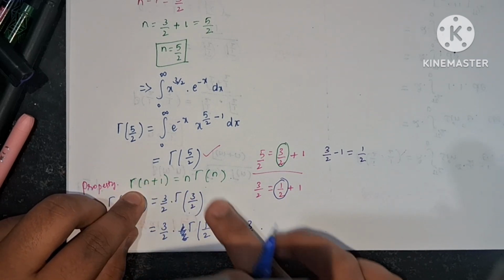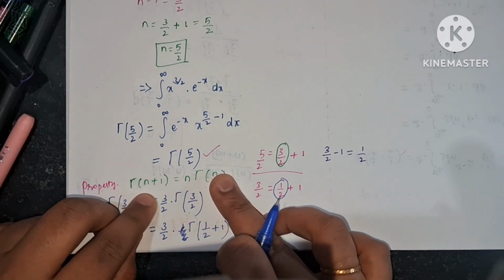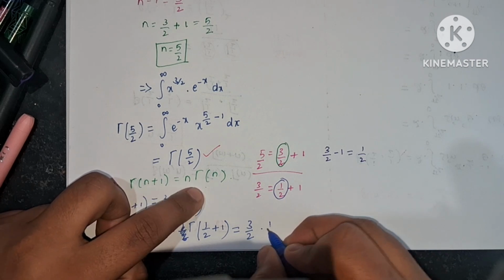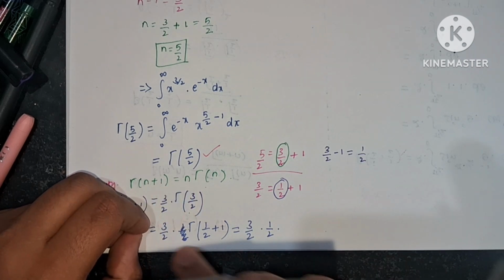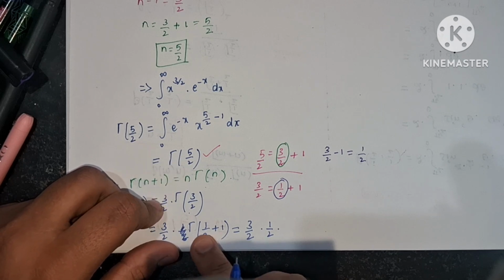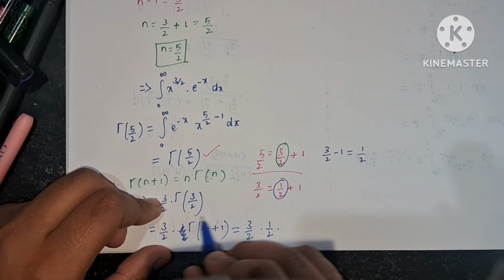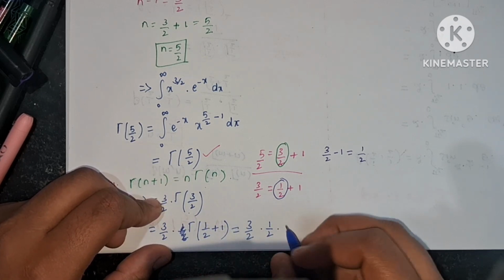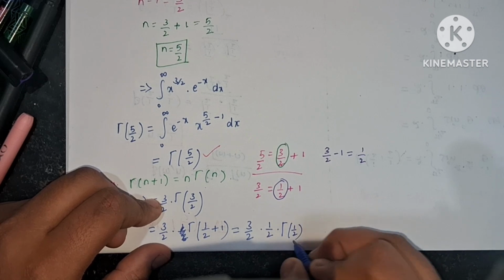1 by 2 plus 1 can be written as 1 by 2 into gamma of 1 by 2. Correct? 1 by 2 into 3 by 2 is here. Don't forget to write it out. You have to write 3 by 2 also, and one more function you are having here. From that, 1 by 2 is outside, gamma of 1 by 2 is inside.